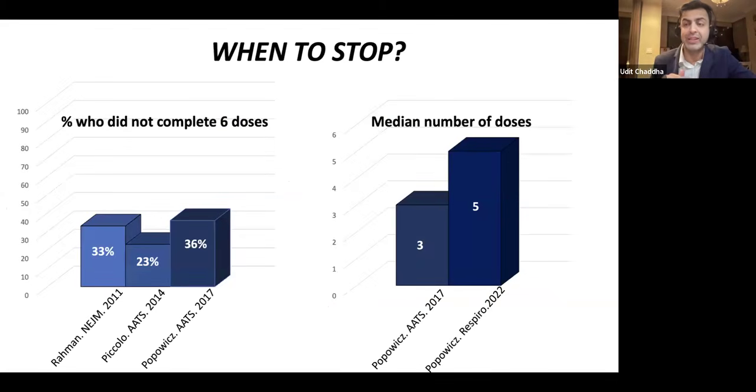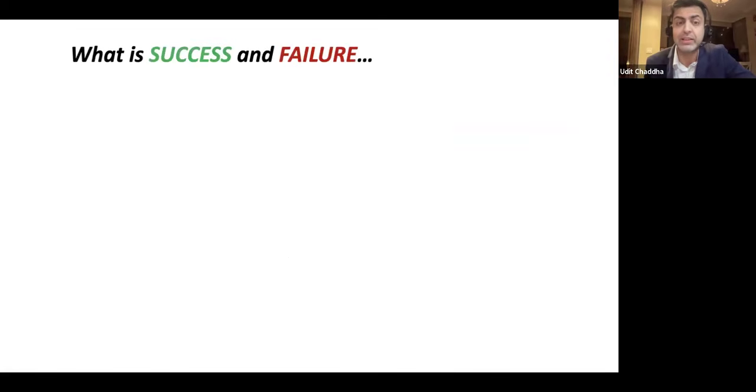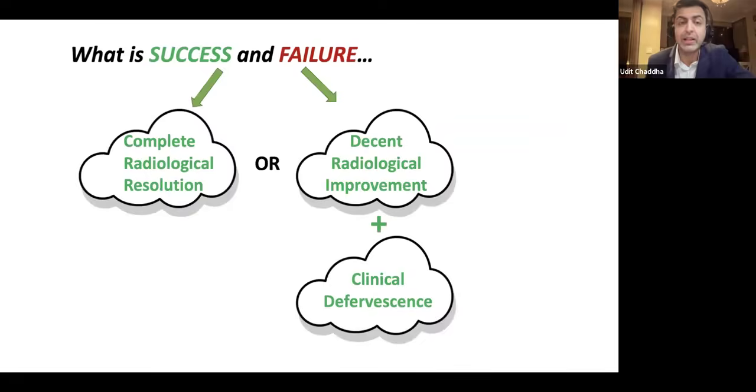Now, once you start TPA-DNase, please remember that this is not an antibiotic prescription. You don't need to complete 3 days, 6 doses. In most of the studies, many patients did not complete the 6 doses, and the median number of doses in some studies was 3 and 5. So really, you stop TPA-DNase when you stop needing to give it. So individualize the therapy. And how do you do that?